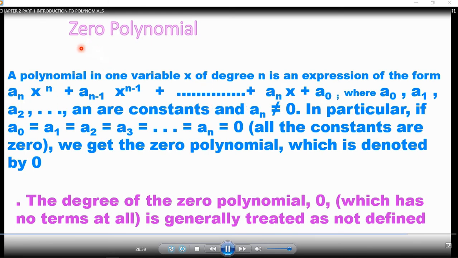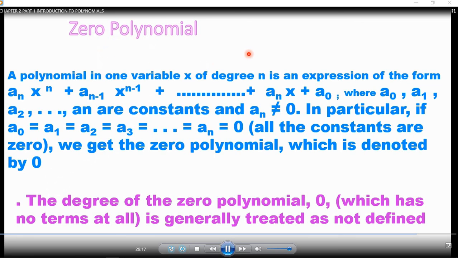Now let us understand what is a zero polynomial. I just told you that a_n cannot be 0, but just assume that if a_n is 0, as you can see here, if a_n also becomes 0, means everything is 0. If everything is 0, you can see all the constants are 0, then the whole polynomial will shrink to 0, and the degree of such a polynomial is not defined. Because 0 cannot have any degree. It is not defined.